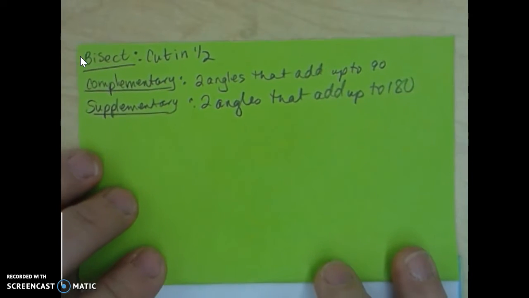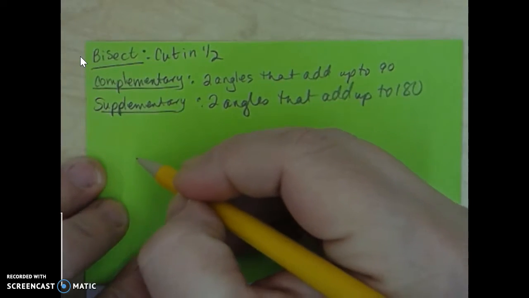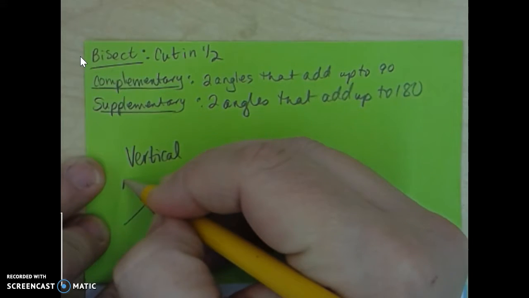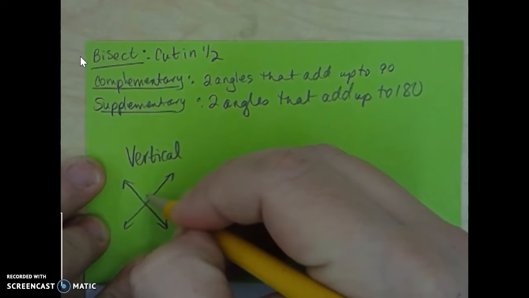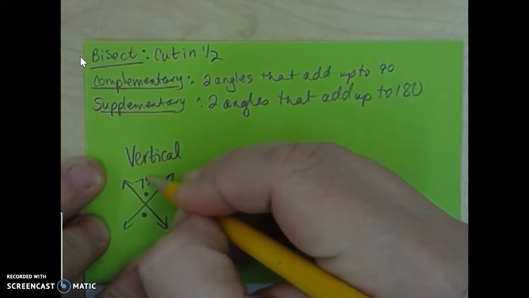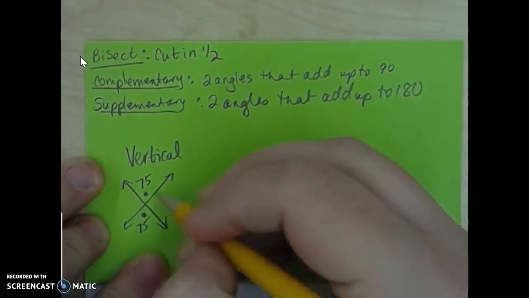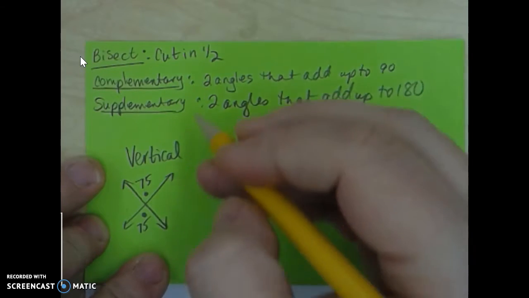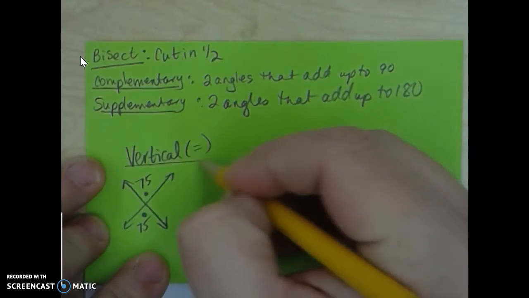We also had some other special angles or some angle pairs that we need to know. The first one was vertical. And vertical angles are ones like this, where I have the top and the bottom, and those are equal. So if the top is 75, the bottom is 75. If the left is 28, then the right is 28. So the first type we have is vertical angles, which are equal.